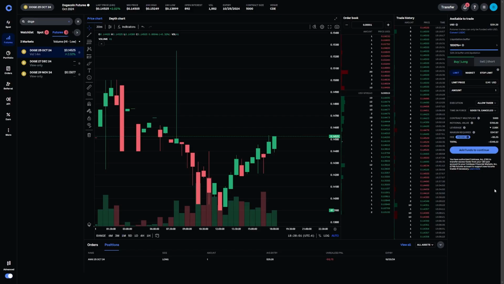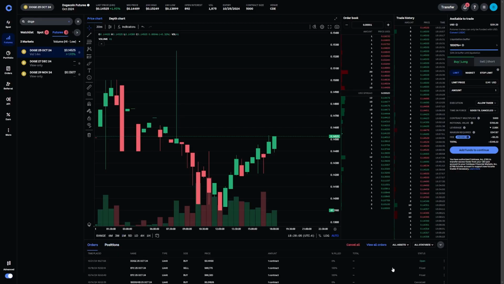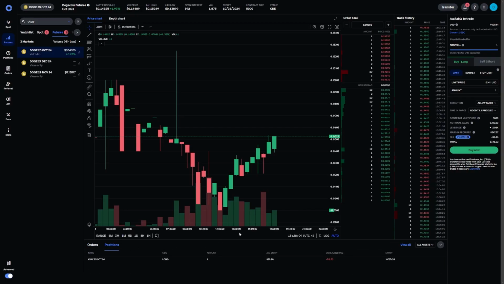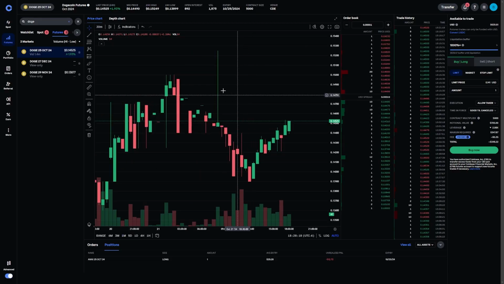So if I want to come back here, then I can certainly do that. And if I ever want to go and actually cancel the order, I can come over to my order book and cancel these as well. So that's really all there is to it when it comes to placing these leveraged futures contracts for Dogecoin on the Coinbase exchange. There's a little bit of an approval process, but that's just about it.